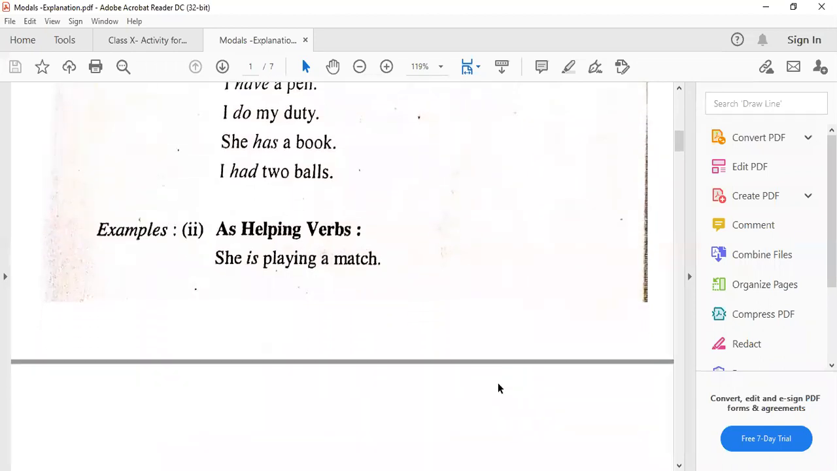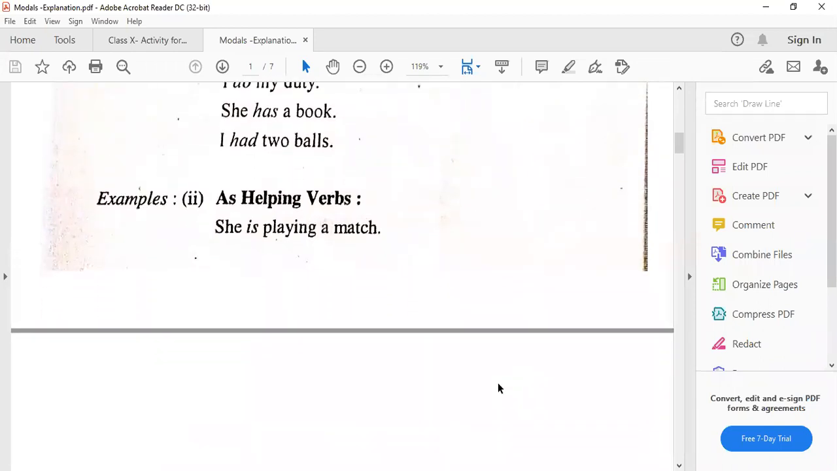Second is as helping verbs. She is playing a match. Here we can see use of is. It is used as helping verb. Play is the main verb with ing form, and is is used here as helping verb.